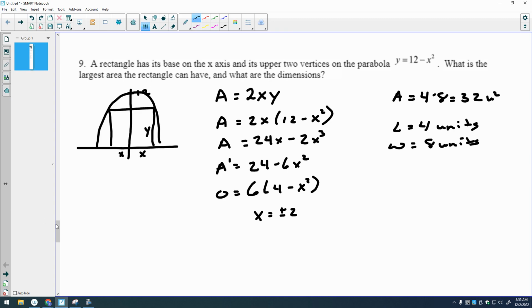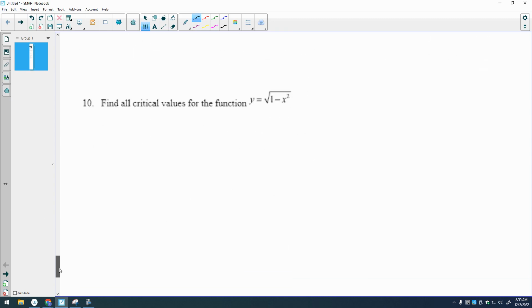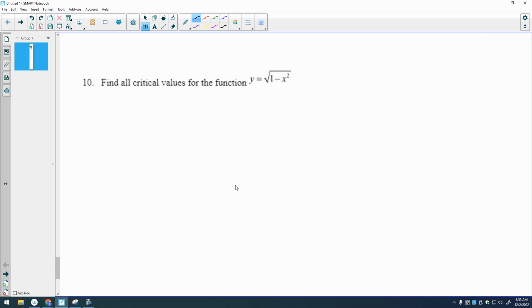All right. Question 10. Find all critical values for that function. That's pretty straightforward. Derivative. Y prime. Bring the 1/2 down in front. Decrease the exponent by 1. Multiply by the derivative of the inside function. And set that thing equal to 0.